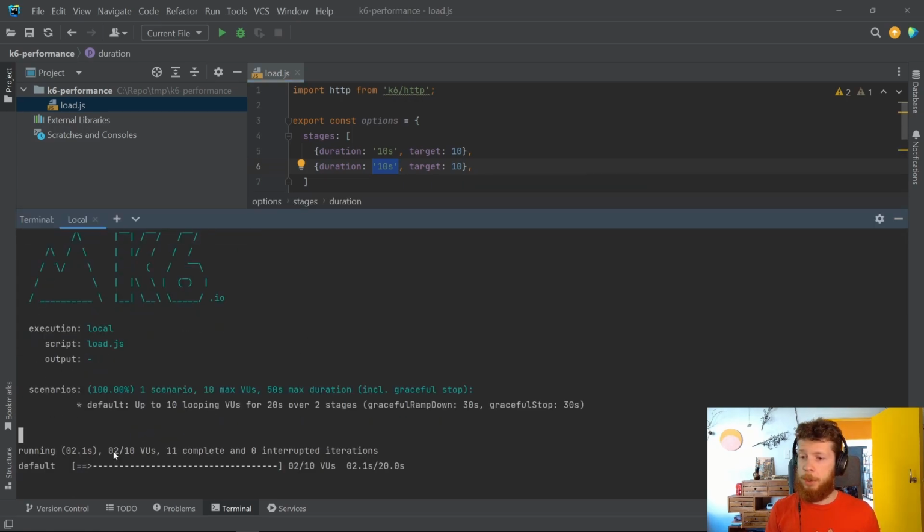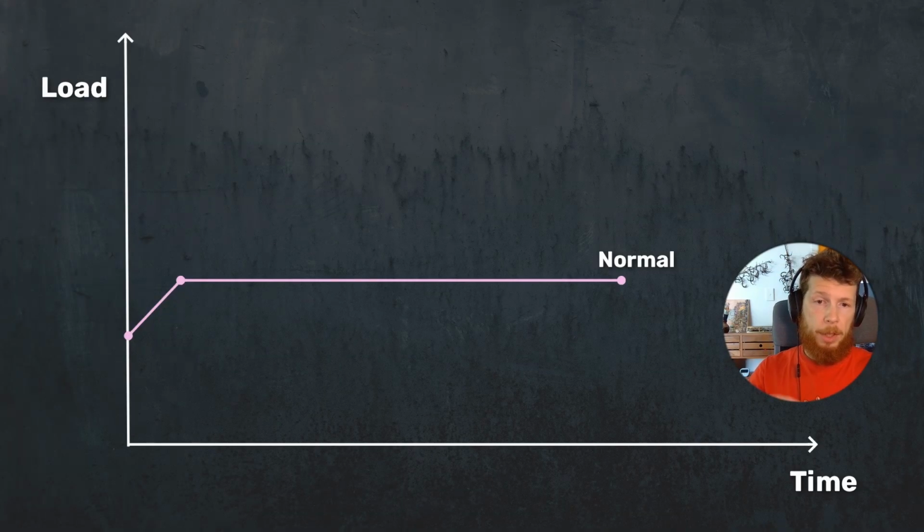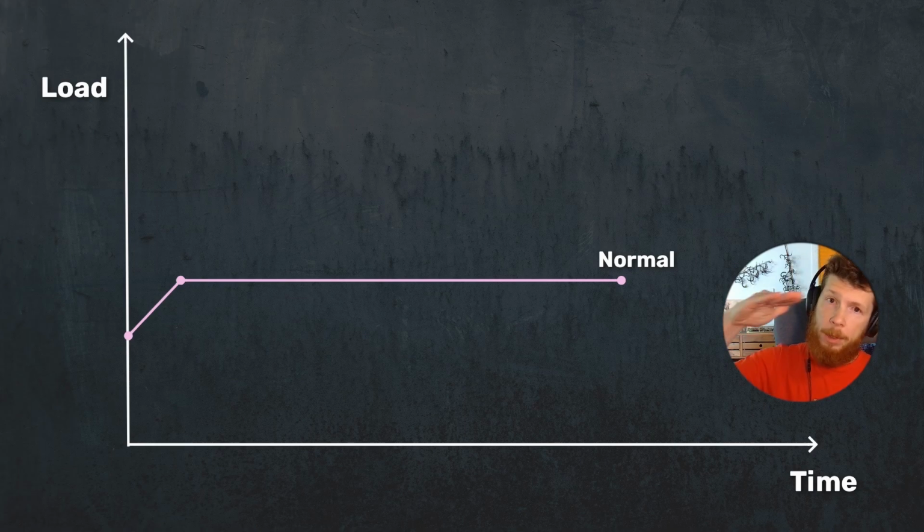So you can see VUs are growing. It's 3, 4, 5. And after 10 seconds, it's gonna be a flatline at 10. So now we're on the peak and we are flatlining on the 10 virtual users. If we get back to this picture, we just simulated normal load. We ramped up a little bit and then we stayed flat.